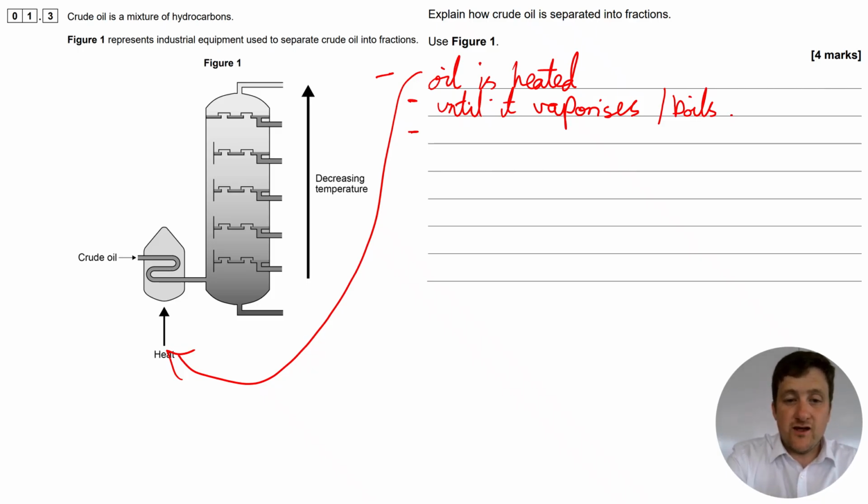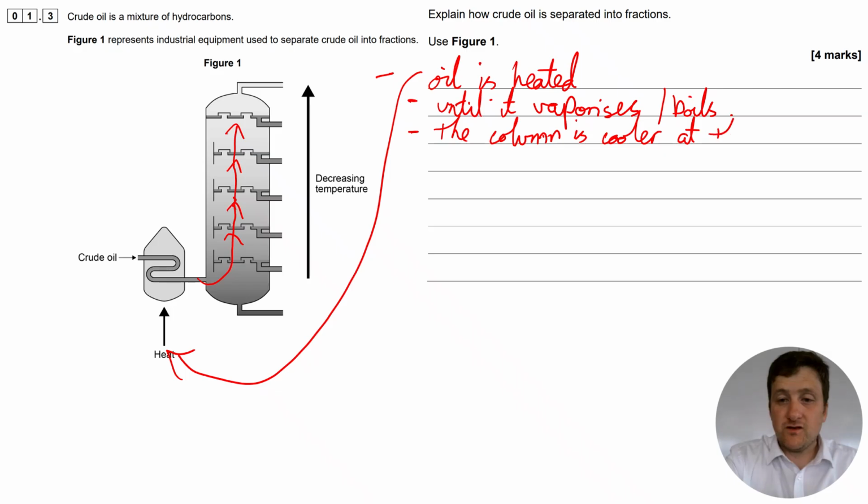Okay? And then what's going to happen is it's going to travel up here and stop wherever it needs to stop. I say needs to stop because actually our third point is you can see the decreasing temperature arrow on the side here, so you can say the column is cooler at the top. And that's really important. You might think, why am I saying that if it says decreasing temperature? It tells me that already. But it's an important part that you need to show you understand. It's cooler at the top, okay, and that's very important. So that's where our decreasing temperature comes in.